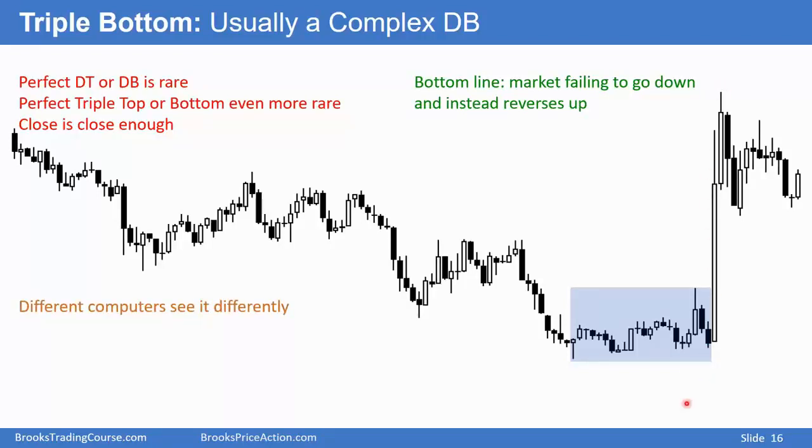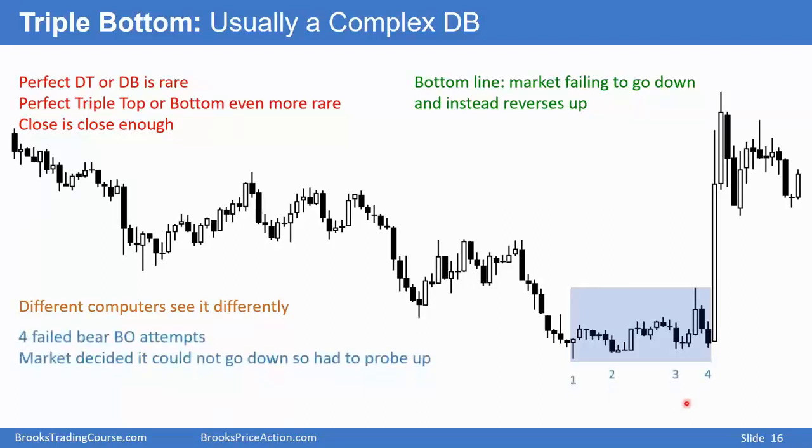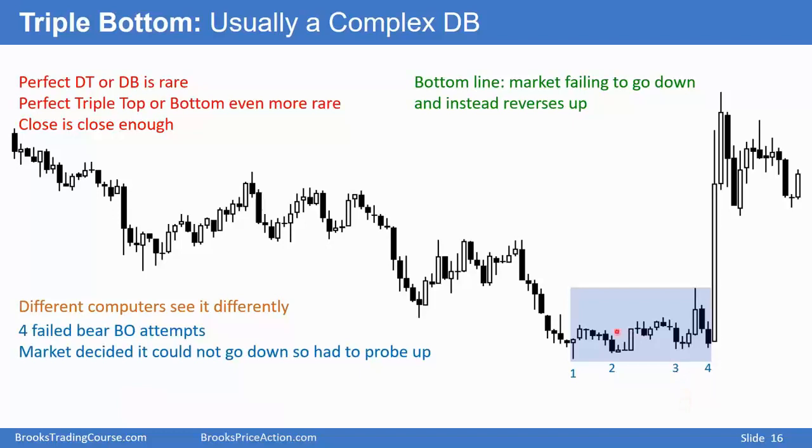Again, different computers have different algorithms. They'll apply different names to the pattern. Here we had 4 attempts by the bears to resume the bear trend. It's clear the market is struggling to go lower. It's probably gone too far down, so it's going to start probing in the opposite direction.